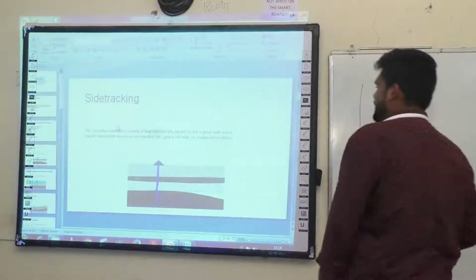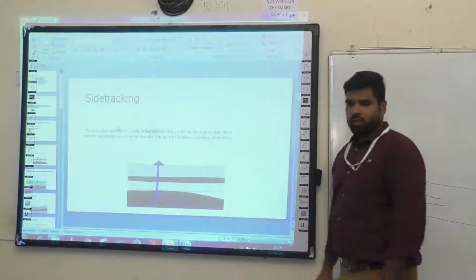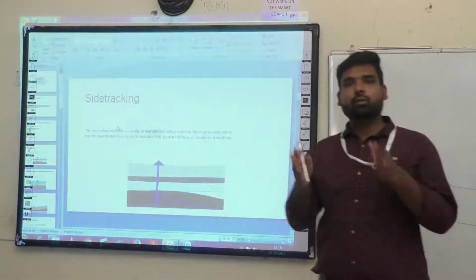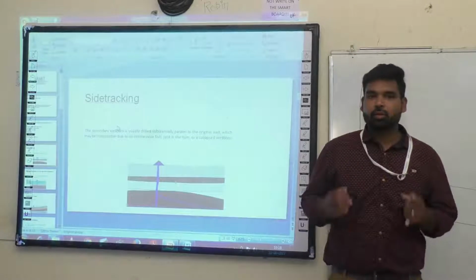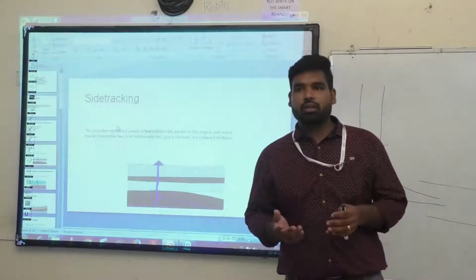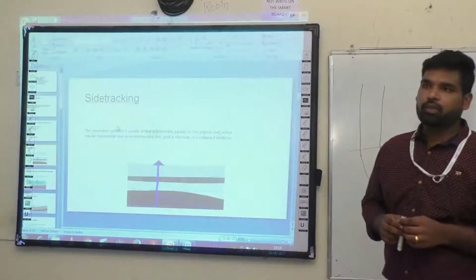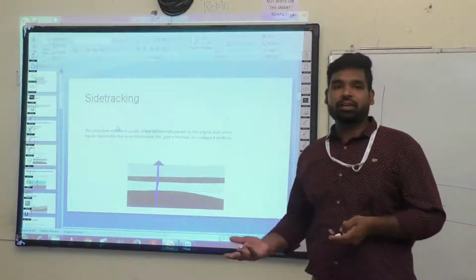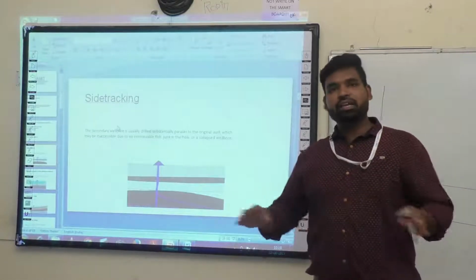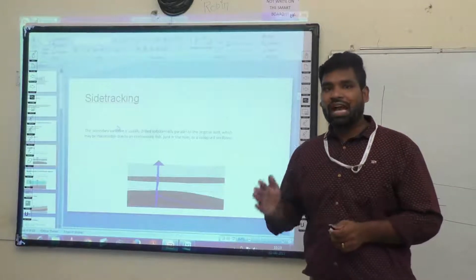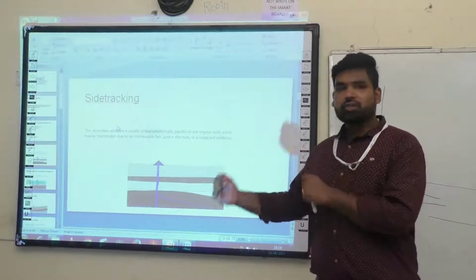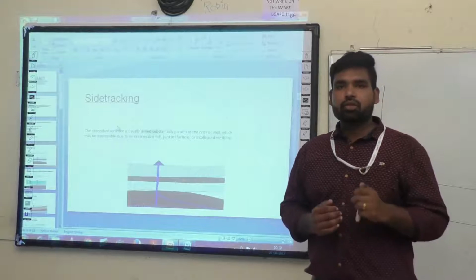So the first one is sidetracking. What is meant by sidetracking? If you are drilling a vertical well, and suddenly the pipe or the bit gets stuck, which you can't remove from the well, what do you have to do at that time? You can't simply leave the well as it is, right? Because you have a big amount of reservoir, a big amount of oil inside it. So you have to somehow take out hydrocarbons from it.